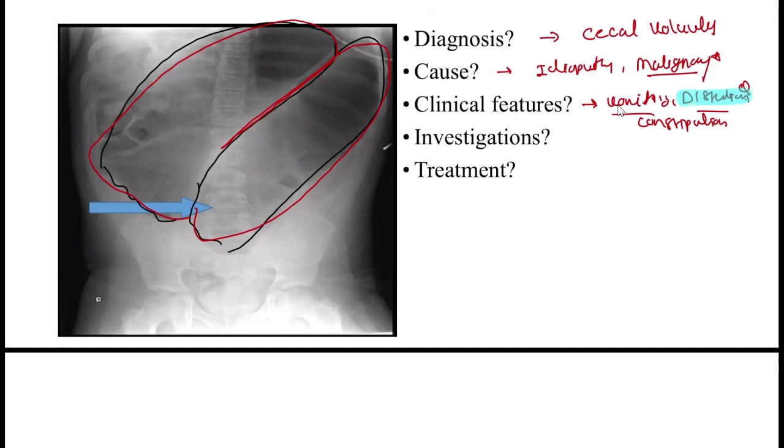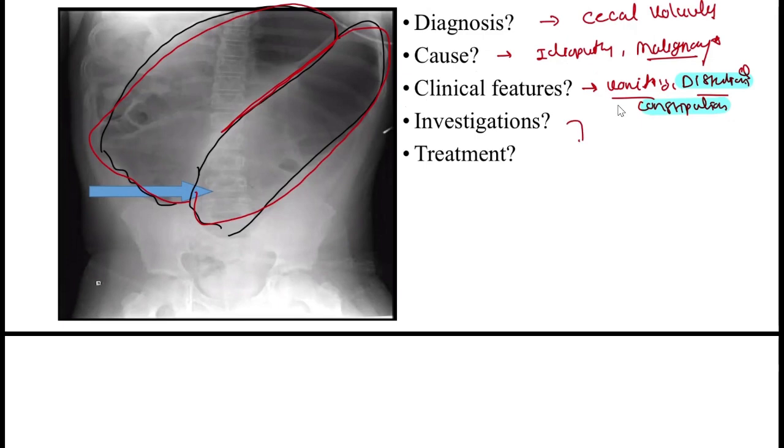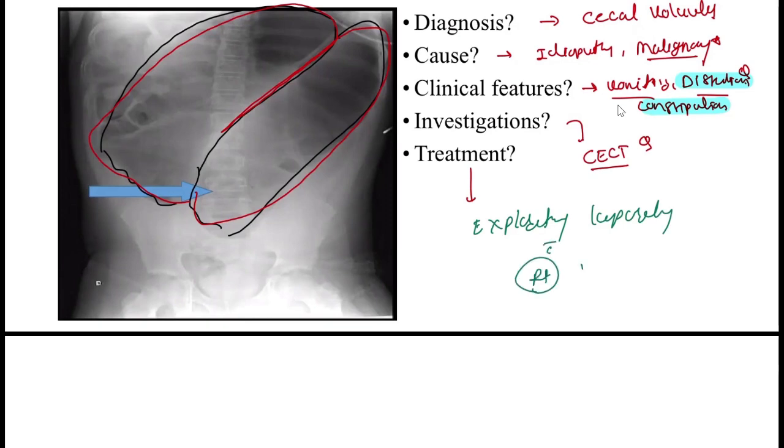So what is the investigation of choice? Investigation of choice for this is the CT of the abdomen. The treatment, in case of the cecal volvulus, can be conservative initially, but in case of a cecal volvulus, there is no conservative treatment available, or we cannot wait for a conservative treatment. So treatment should be exploratory laparotomy with a right hemicolectomy.